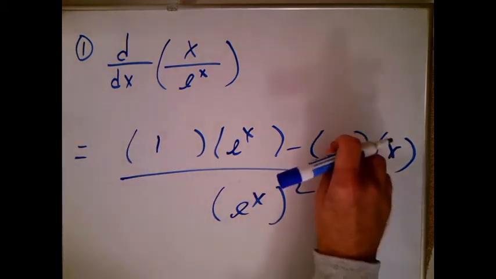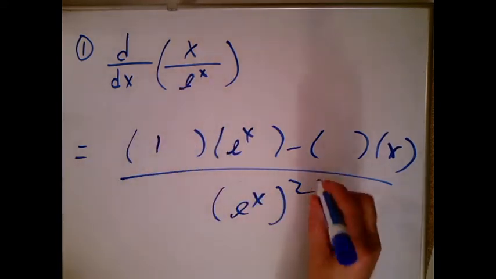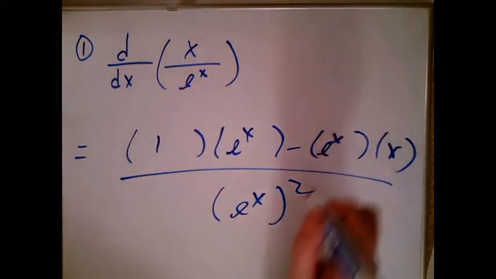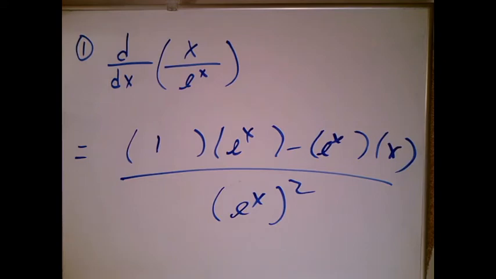What goes right here is the derivative of the bottom. The derivative of e to the x is e to the x. And we're done with that one. It just wasn't that bad. All right, let's go to another example.